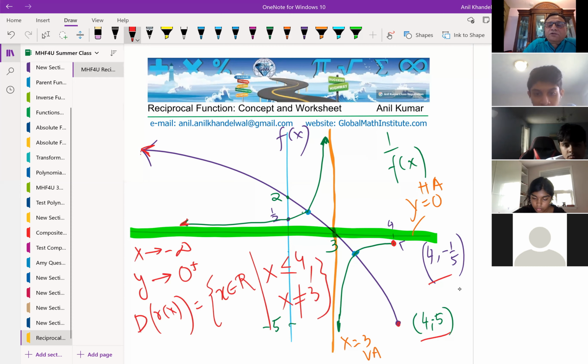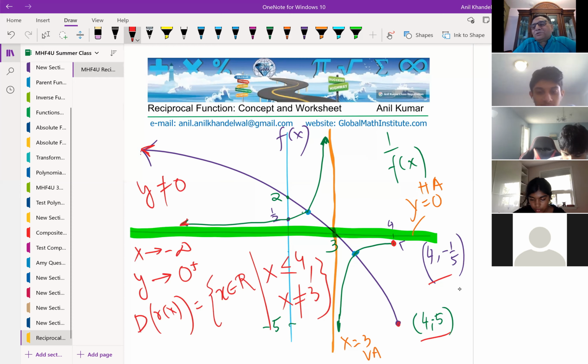Do you see that? You have to add both the restrictions on this left side of 4. However, it cannot be 3 because that is your vertical asymptote. Is this clear to all of you? Sir, for the range, would it be with the restrictions? y not equal to 0. Right, that's it, right?